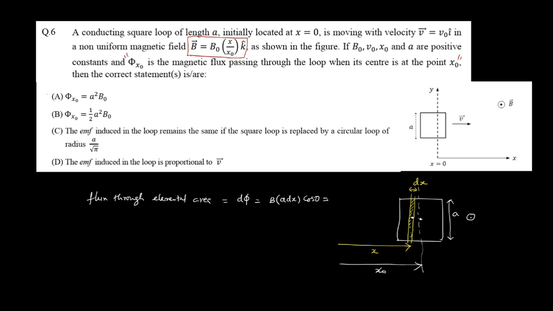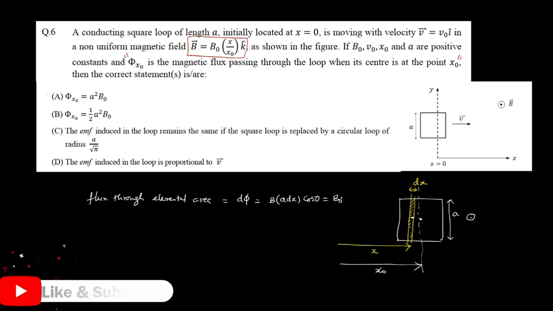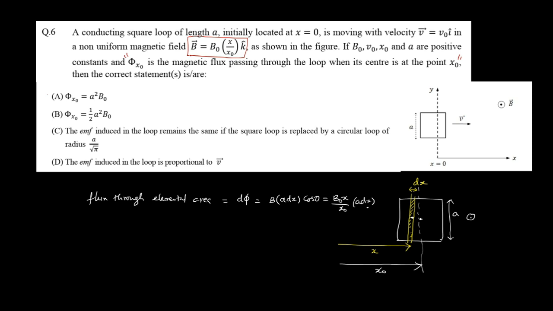But what is the B value? B is not constant, it is variable. So I can write B into x by x naught into A dx as the flux through the small part. Then I want to find the total flux, that means the integral of dΦ. So that is B naught A by x naught, then the integral of x dx.